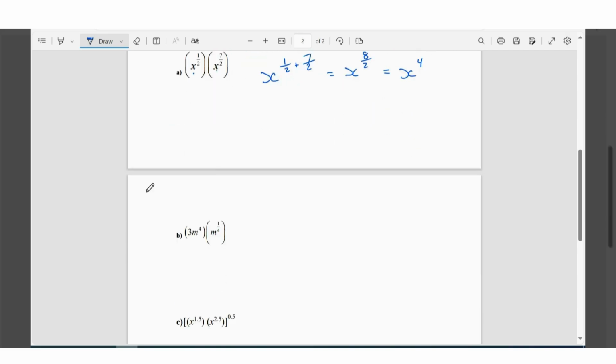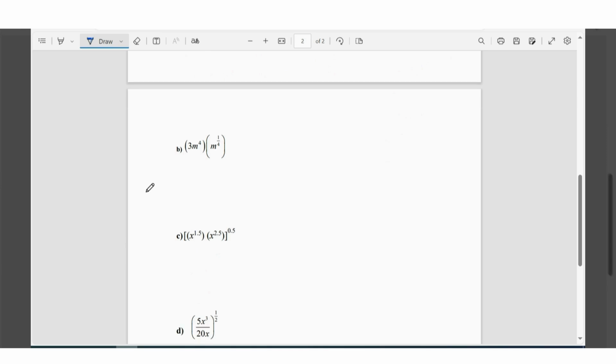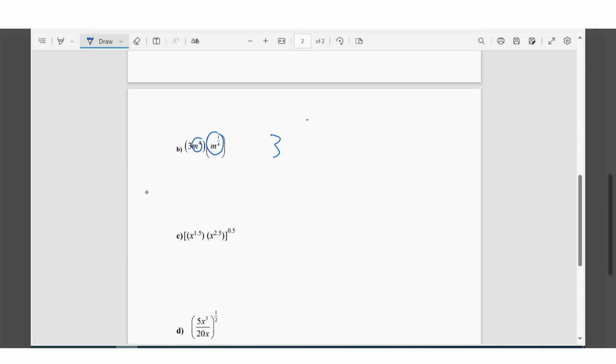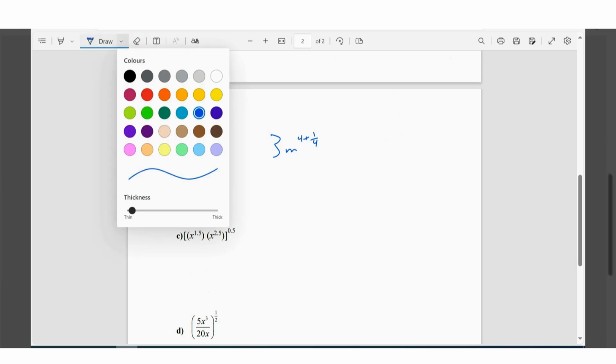Okay, let's do the next one. This one's a little trickier. And remember, we can only combine our m's. They have the same base, so we just kind of bring the 3 over, and m to the 4 plus 1 over 4. And you might be tempted here just to add the tops, but we need the same denominator.